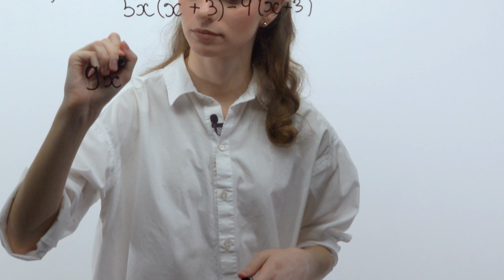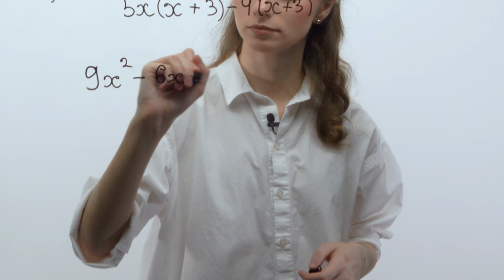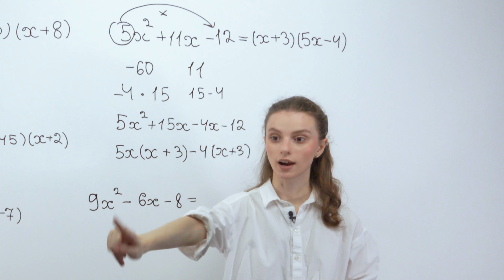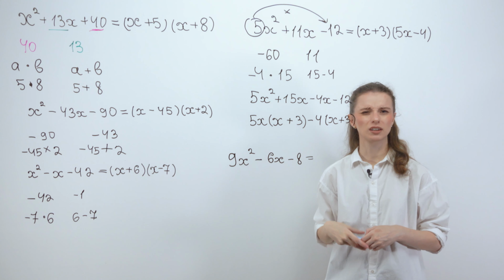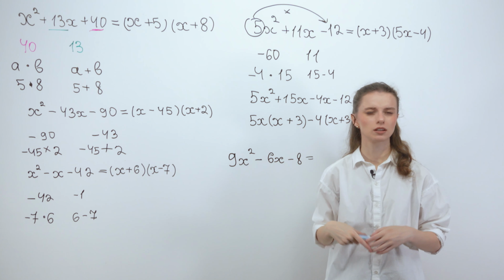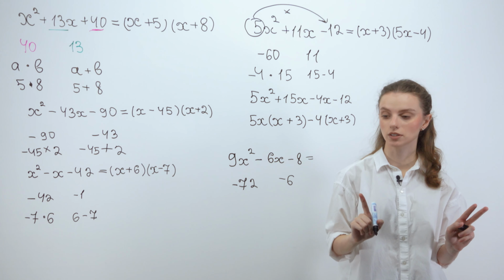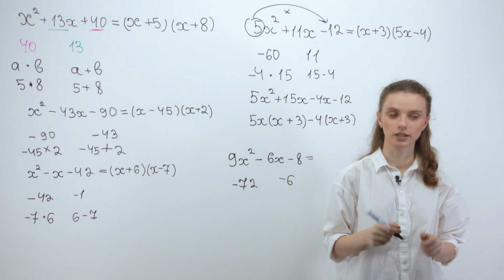Let's look at this example. Here we have 9x squared minus 6x minus 8. Again, because I see a coefficient in front of my x squared, I need to multiply it by negative 8. So 9 times negative 8, negative 72. And negative 6 just stays the same. So which two numbers do I need to multiply to get negative 72, and when I add them, I get negative 6?